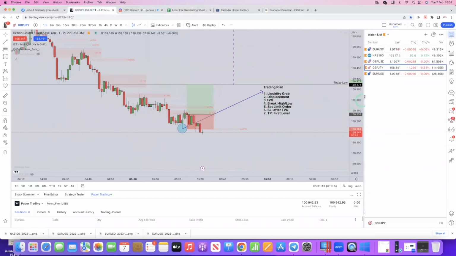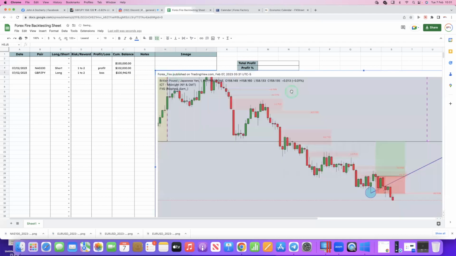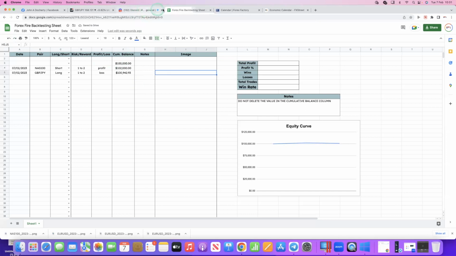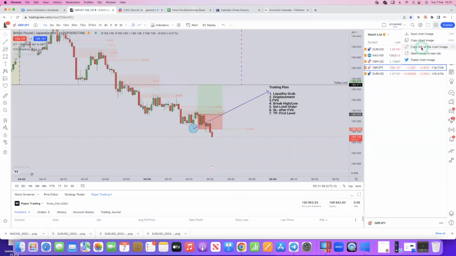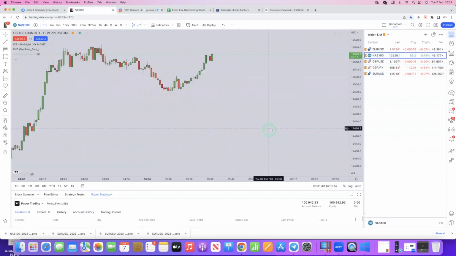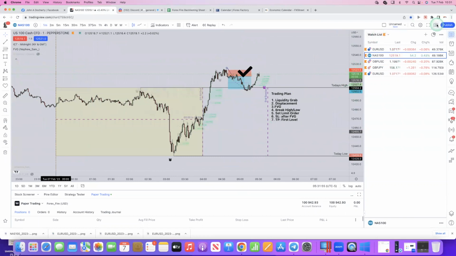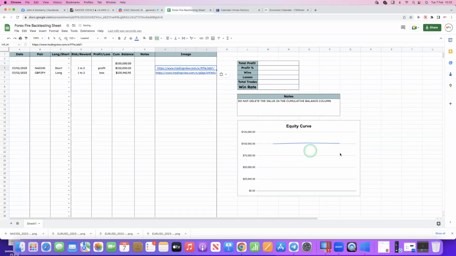Once again, if I just take copy chart image, go back, put that into there, and then if we go to the NAS, this was the winning trade on the NAS. Copy link. Just place that into there.